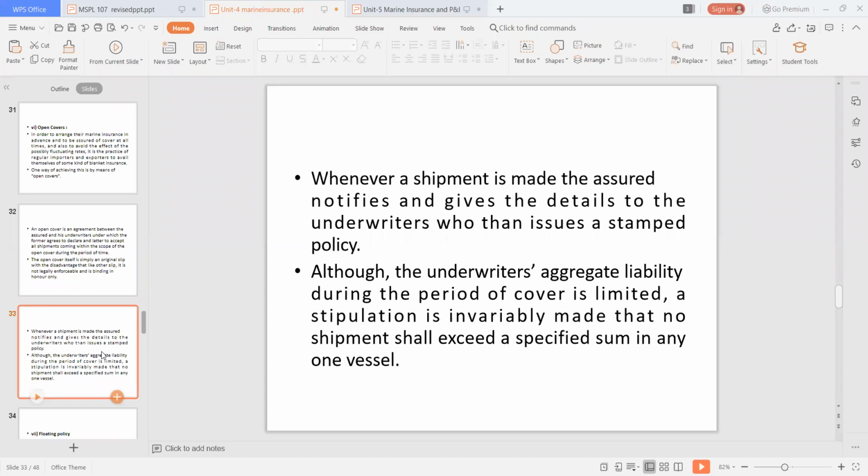Whenever shipment is made, the assured notifies and gives the details to the underwriters, who then issue a stamped policy. Although the underwriters' aggregate liability during the period of cover is limited, a stipulation is invariably made that no shipment shall exceed a specific sum in any one vessel.